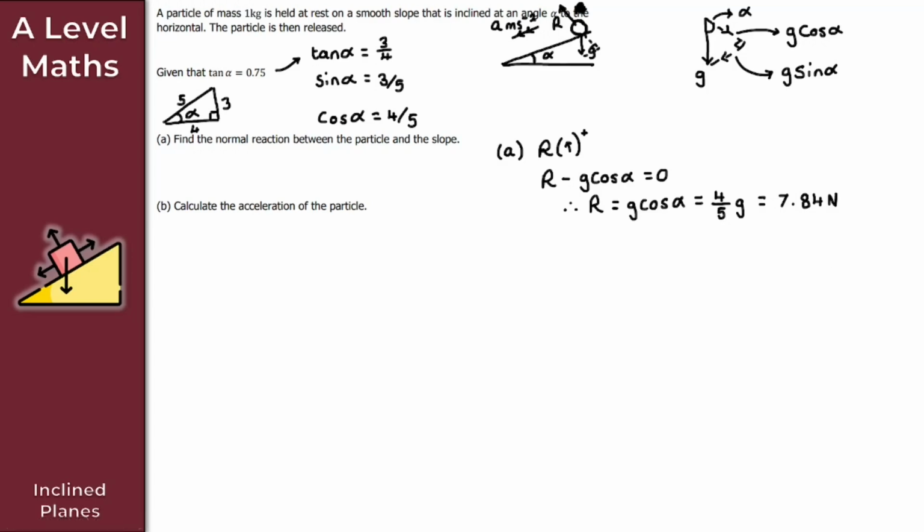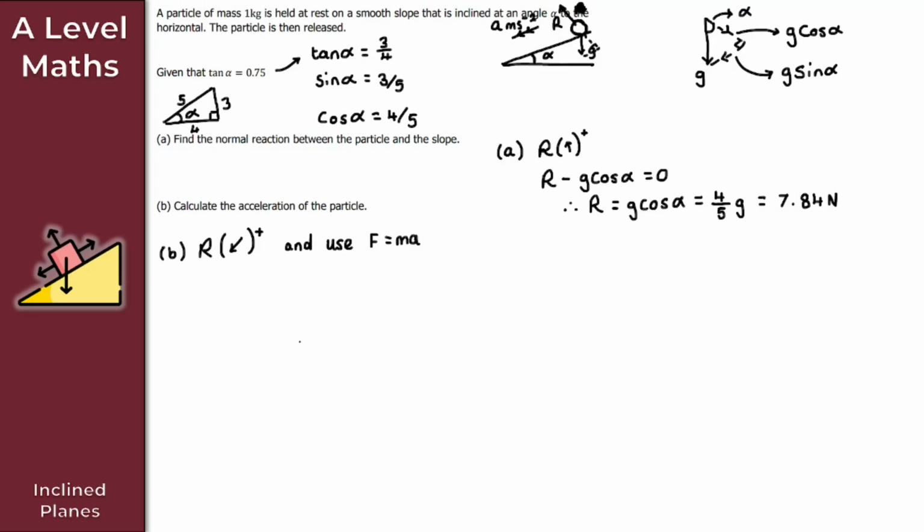Hopefully nice and straightforward. So now for part B then, it asks us to calculate the acceleration of the particle. So we're now going to take into consideration the acceleration of the particle. So if we're looking to find the acceleration here of the particle, we now need to resolve parallel to the plane, right? I'm going to resolve parallel to the plane here, and let's take down the plane as positive, like so. And we also need to use here Newton's second law. So we're also going to use Newton's second law of F equals ma here.